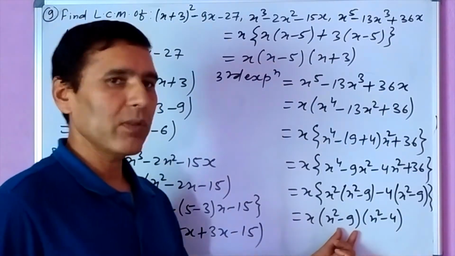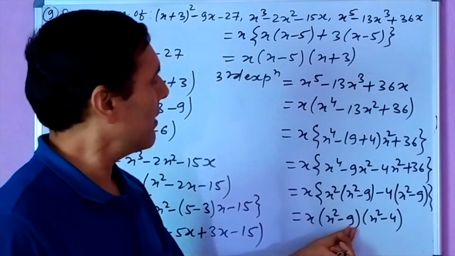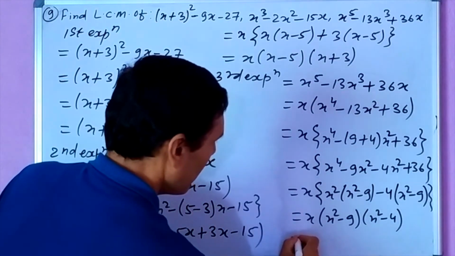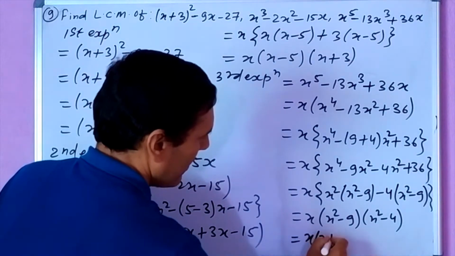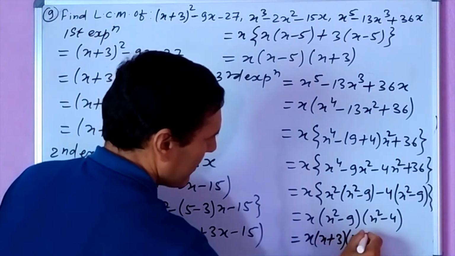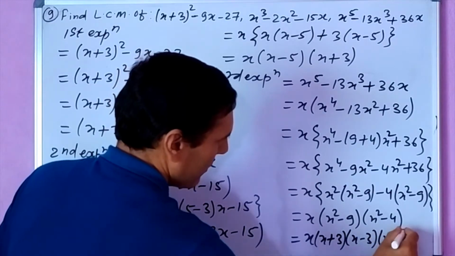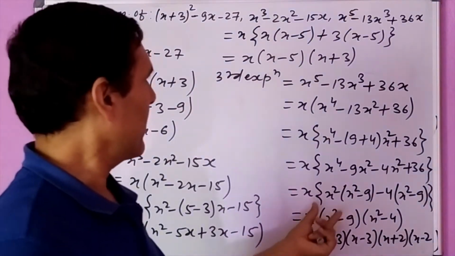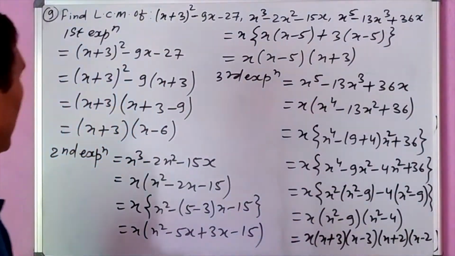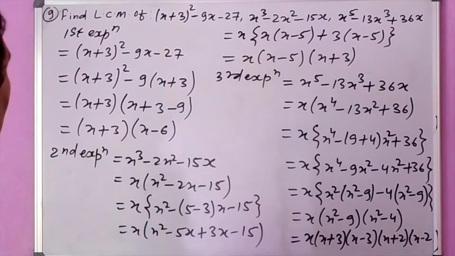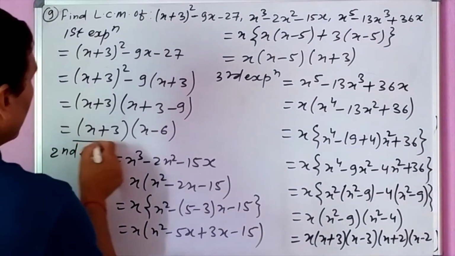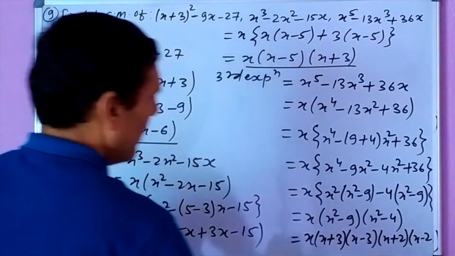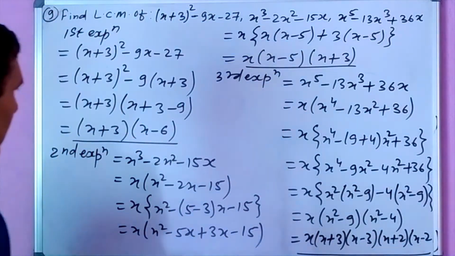Again we have the a² − b² form, because this 9 is 3² and this 4 is 2². So you can use the formula a² − b²: (x + 3)(x − 3)(x + 2)(x − 2). So these are the factors of the third expression. Now we have factorized all three expressions. These are the factors of the first expression, these are the factors of the second expression, and these are the factors of the third expression.